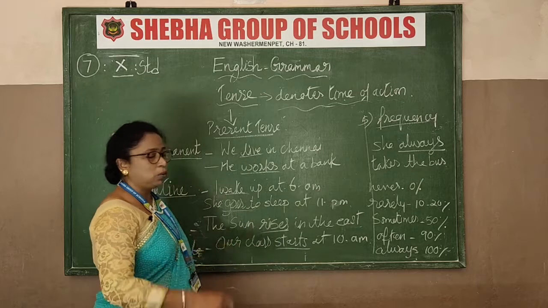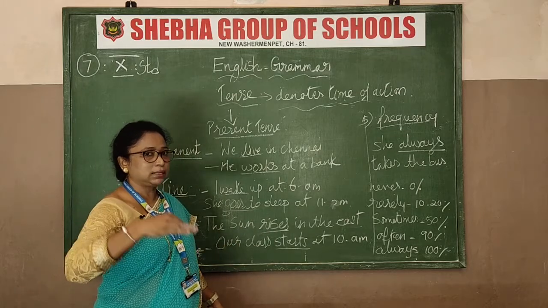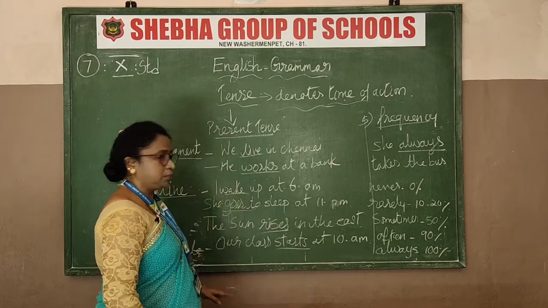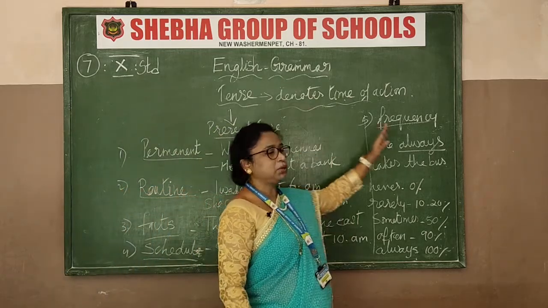So 10 a.m., and what time does it get over? Our class gets over at what time? 3:45 in our school. Got that now? So this is the schedule. Next, last, we are coming to frequency.